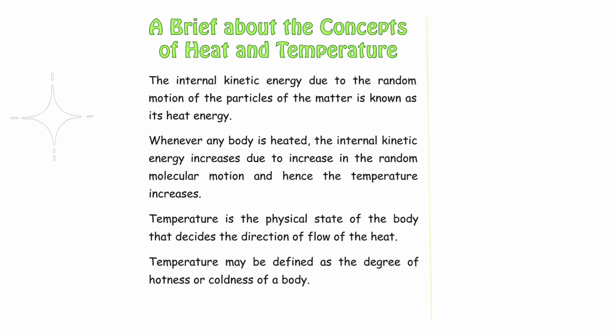Now, how to define temperature? Temperature is the physical state of the body that decides the direction of flow of heat. Temperature may also be defined as the degree of hotness or coldness of a body. So we can define temperature in two ways: one is the direction of the flow of heat, and another is the degree of hotness or coldness of a body. This is how we can define heat energy and temperature.